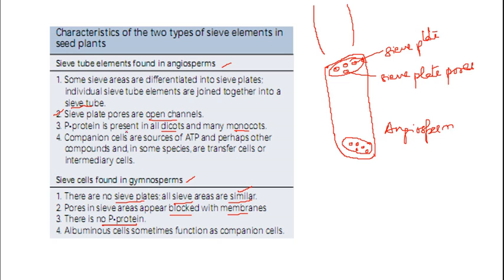Now, companion cells are sources of ATP and perhaps other compounds, and are transfer cells or intermediary cells. There are different kinds of companion cells which we will study now, which are present in angiosperm. Albuminous cells sometimes function as companion cells in the case of gymnosperm. So please remember this chart. This is very important.